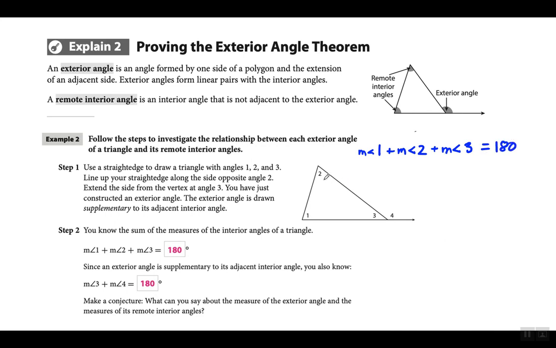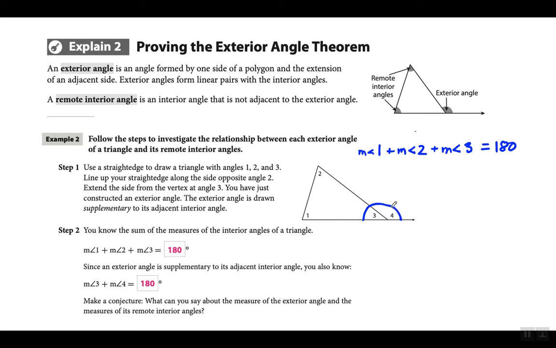Ok, ya sabemos que la medida de los ángulos interiores de un triángulo, la suma te tiene que dar 180. Ok, now also, look right here. This exterior angle plus this interior angle form a linear pair. That means that when I add them up, they equal 180 because the straight line is always 180.